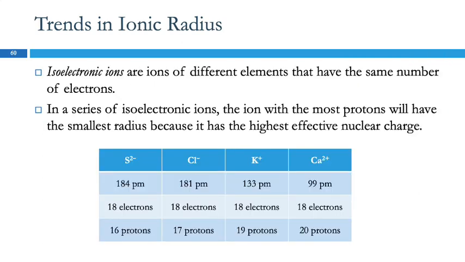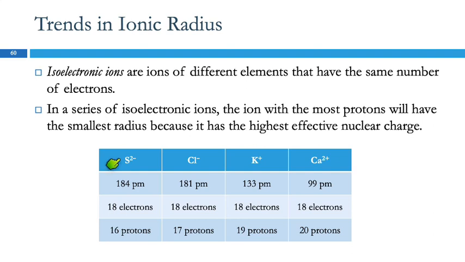And then we can talk about isoelectronic ions. So iso means the same, electronic refers to electrons, so same electrons. So these are ions of different elements that have the same number of electrons. So here are 4 isoelectronic ions. So sulfur, when it gains 2 electrons, it has the electron configuration of argon. When chlorine gains 1 electron, it has the electron configuration of argon, right? When potassium loses an electron, same as argon. When calcium loses 2 electrons, same as argon.